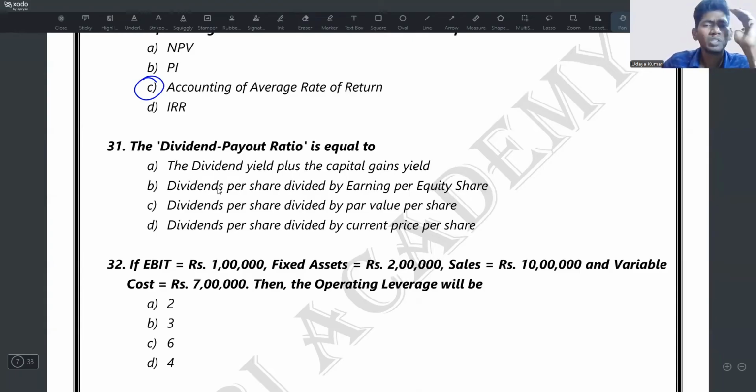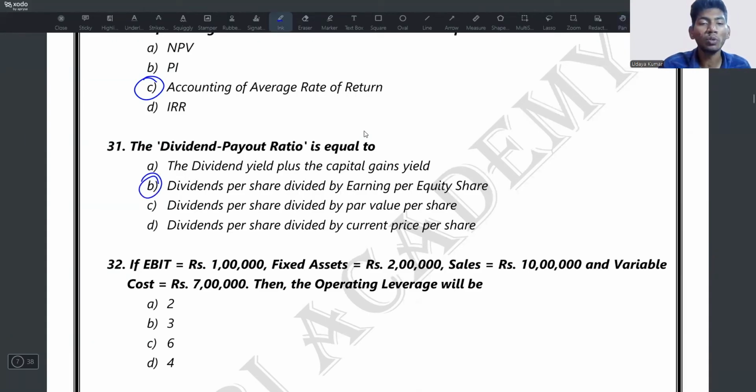Because the dividend payout ratio, as I told you, we have discussed everything in the dividend decision, right? It's also a key financial metric. It indicates the proportion of earnings that a company distributes to its shareholders in the form of dividends. It is calculated using the formula: dividend payout ratio equals dividend per share divided by earnings per share. How much dividend you are issuing from your earnings. If you are earning 5 rupees and issuing 2.5 as a dividend, that is a dividend payout ratio of 50%, right? Clear? So the option is B.